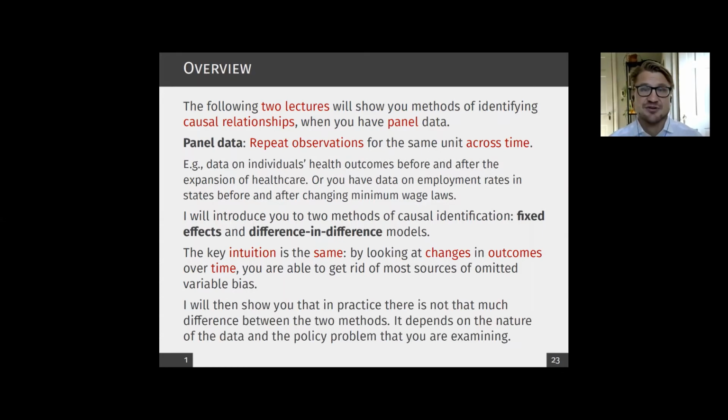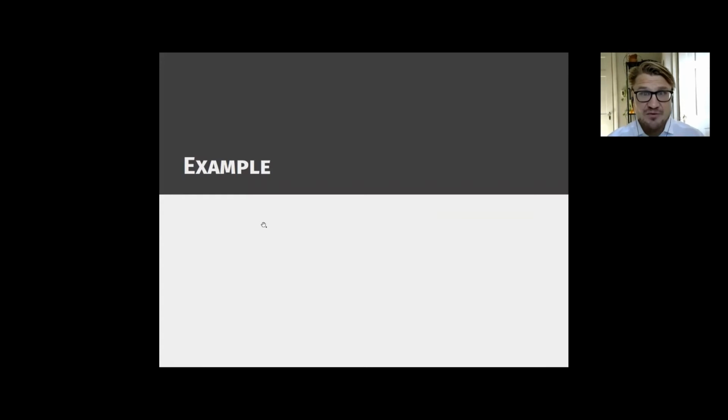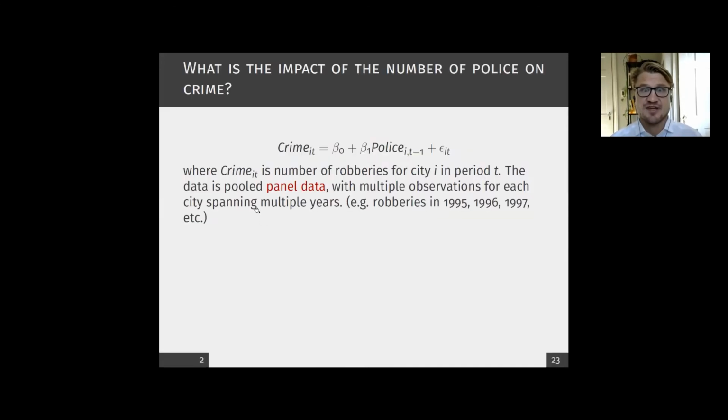I will then show you that these are actually more or less the same thing, fixed-effects and difference. It just depends on the policy question you are examining and the data that you have available to examine it. Often the estimating equation in order to do a difference model relies on fixed-effects. Right, so let's just start with a very simple example to build the intuition for fixed-effects.